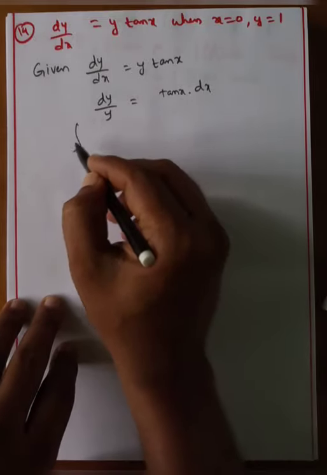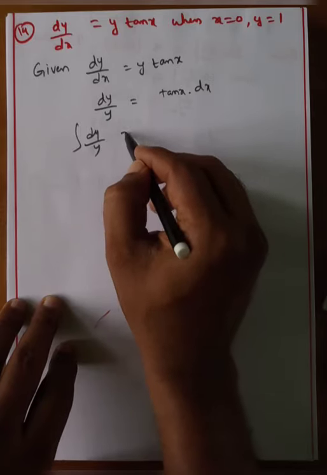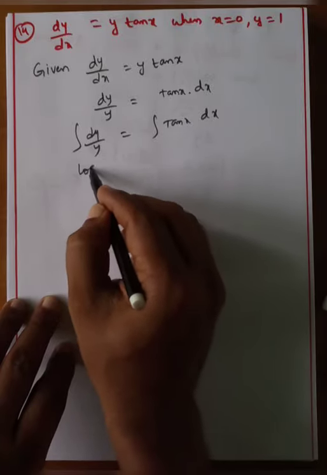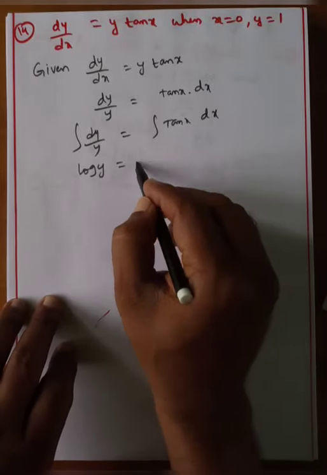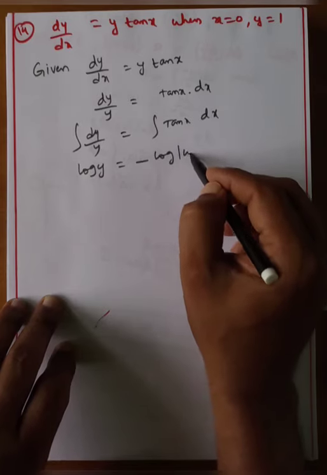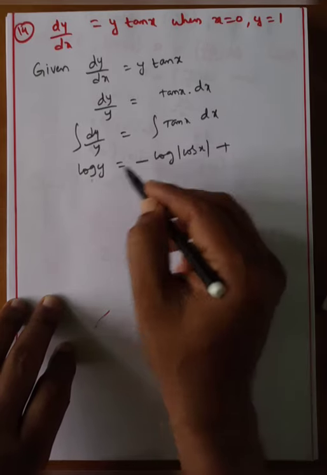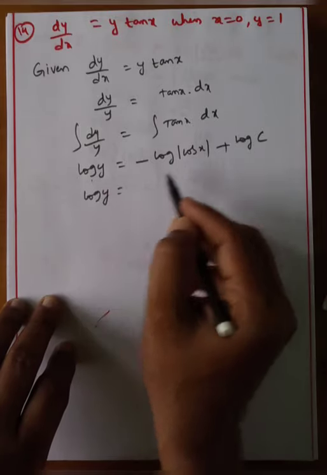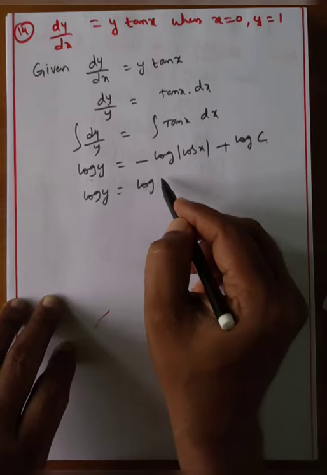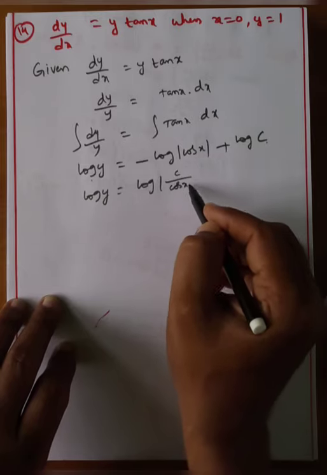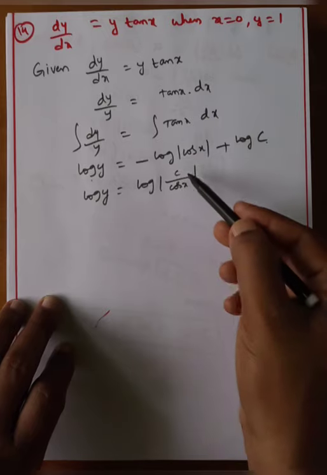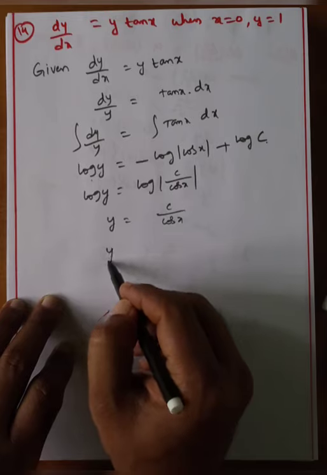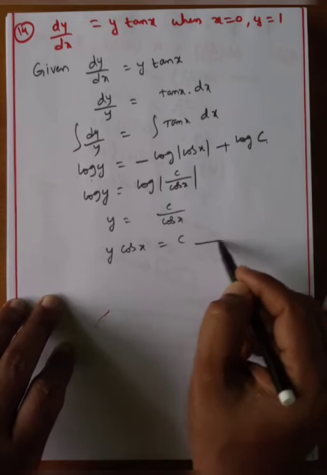Now next step, integration on both sides. You know the formulas, I hope. Integral of dy by y means log y is equal to, integral of tan x means minus log mod cos x or log secant x, no problem. Now this is log, so compulsorily we take log c. Now log y is equal to, log a minus log b is log a by b, log of c by cos x. Log a minus log b means log a, both sides logarithm cancel, y is equal to c by cos x. Now y cos x is equal to c, this is equation number 1.